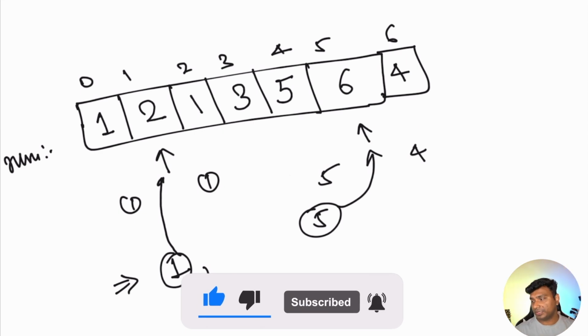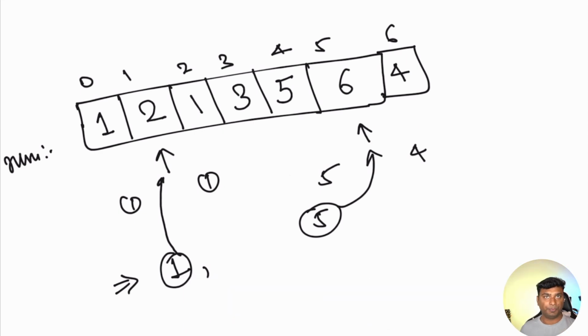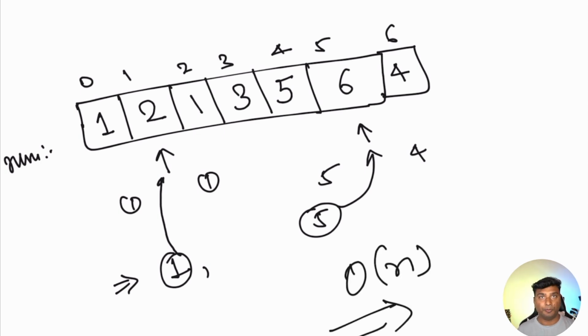One simple solution is to iterate over the list, and for each element just check whether it is greater than its previous element and the next element. If it is greater than both, then this is your answer. But the time complexity of this will be order of n. Can we do it a little bit better? Yes, we can do it in a more optimized way if we use binary search.